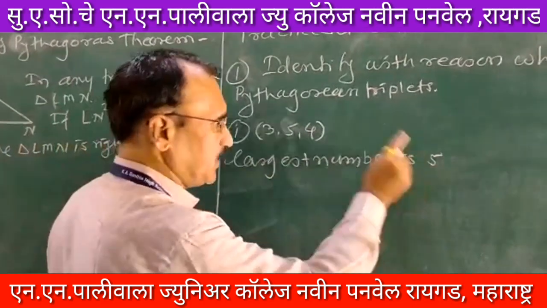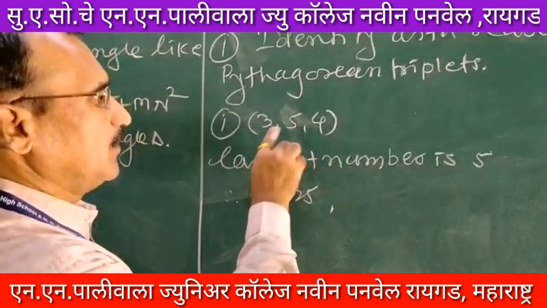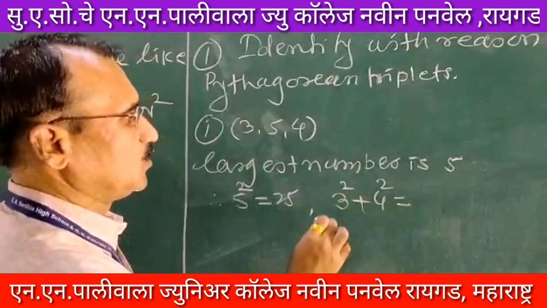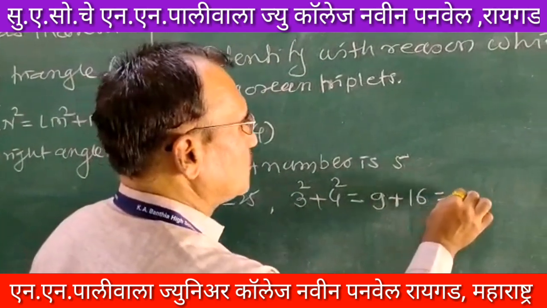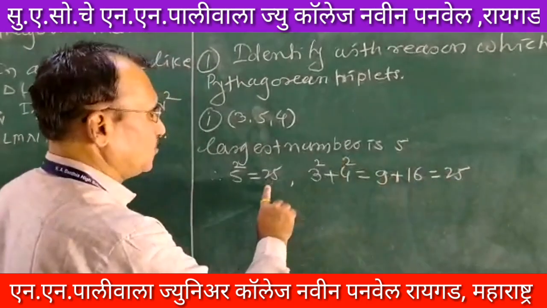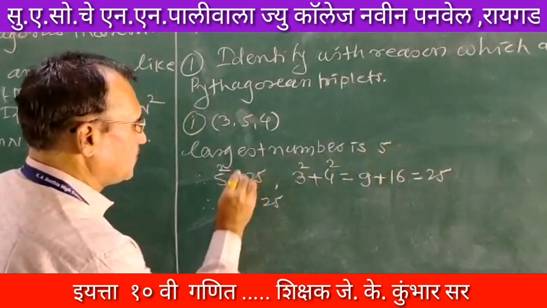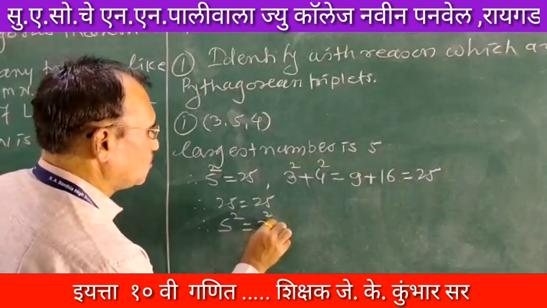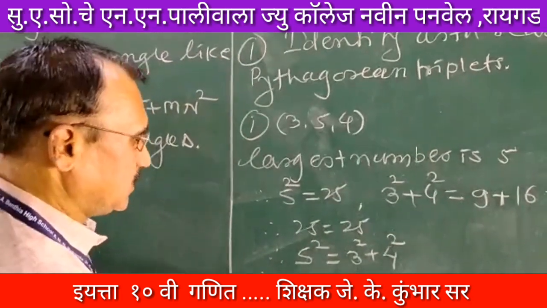Here the largest number is 5, and therefore 5 square is equal to 25. The remaining two numbers are 3 square plus 4 square, which is equal to square of 3 is 9, square of 4 is 16, and addition of these two numbers is 25. Here if we tally these two sides, 25 is equal to 25, therefore 5 square is equal to 3 square plus 4 square.